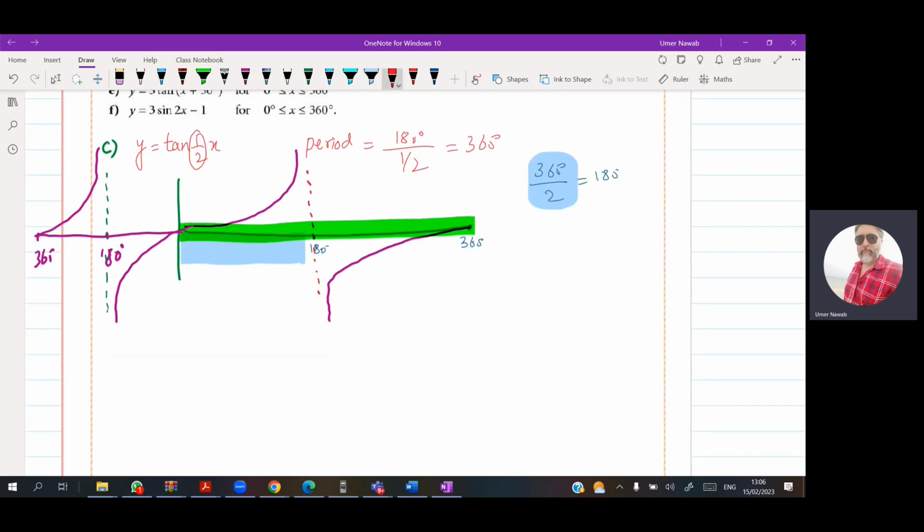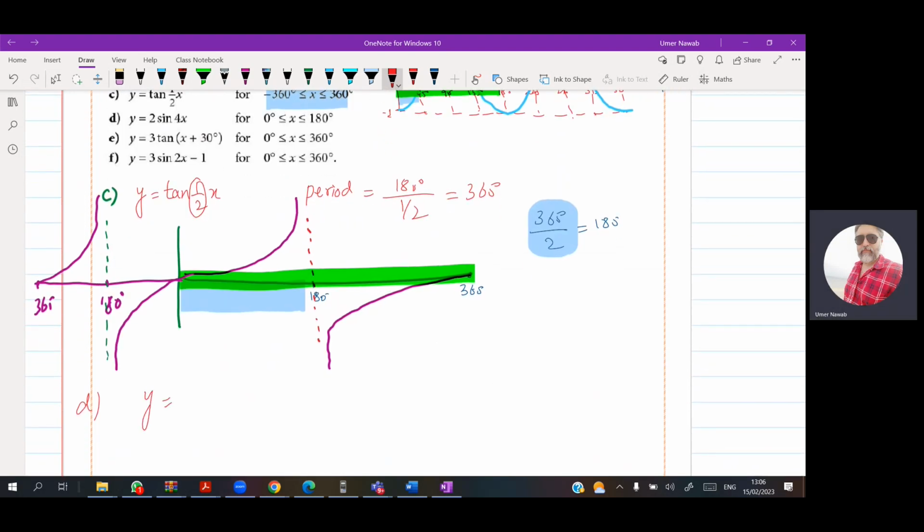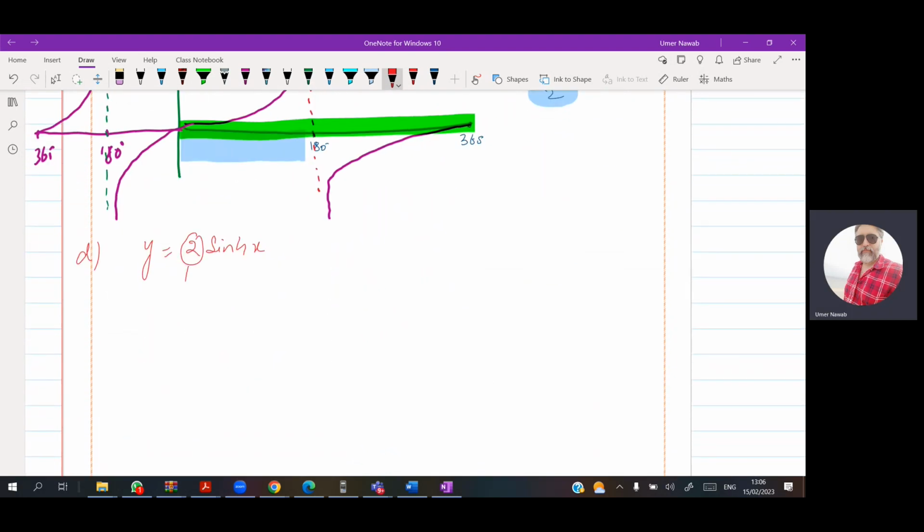Let us go to the D part now. In the D part, we have y equals 2 sine of 4x. Now amplitude here is 2, and 4 is your frequency. Done. So when I draw this sine graph, it should be formed between 2 and minus 2 because my amplitude is 2. And my frequency is 4, so I'm going to get 4 waves from 0 to 360.